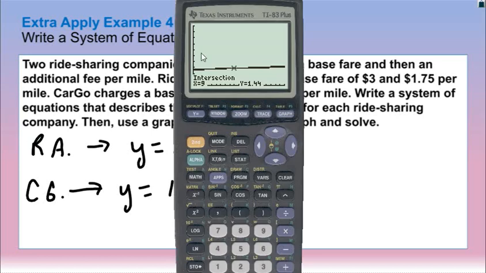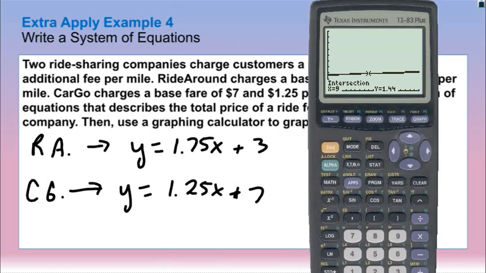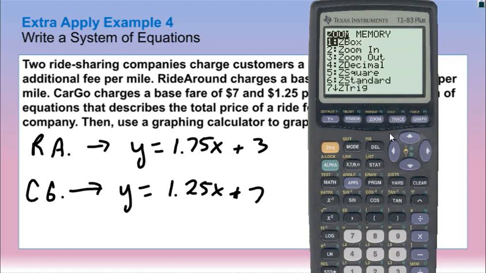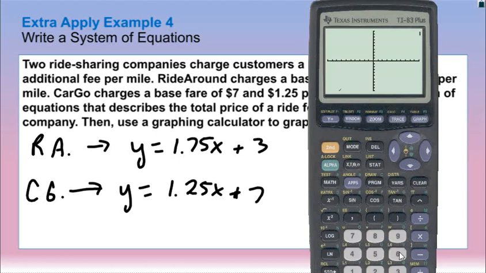So now if I come back here, grab our calculators, go back to our y equals, clear everything that I have, and we're going to put 1.75x plus 3, and the other one would be 1.25x plus 7. And then I'm going to hit zoom. I'm going to go to standard again, 6.